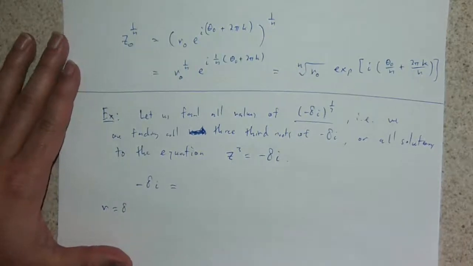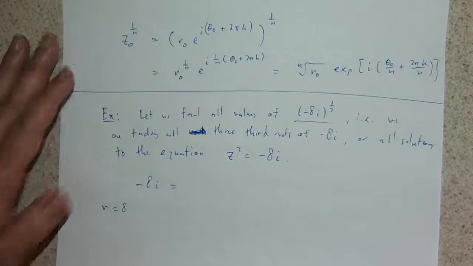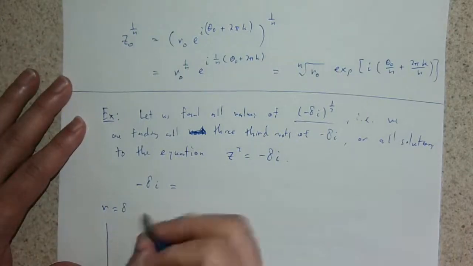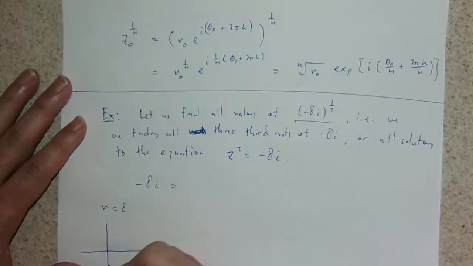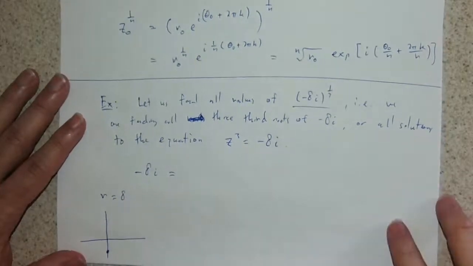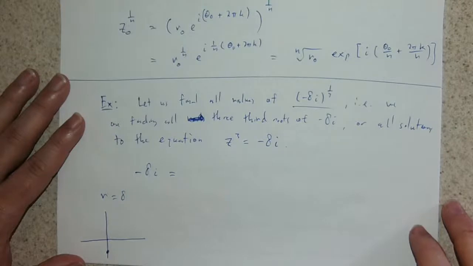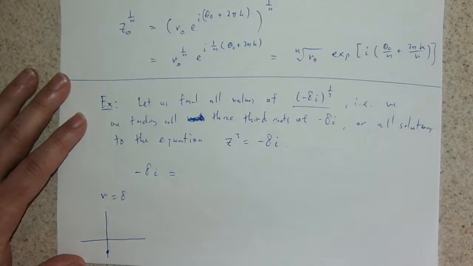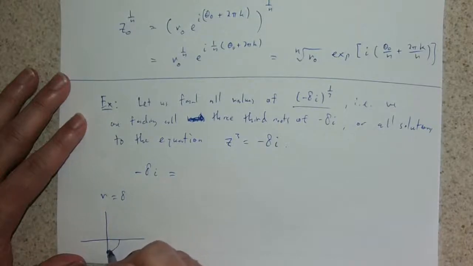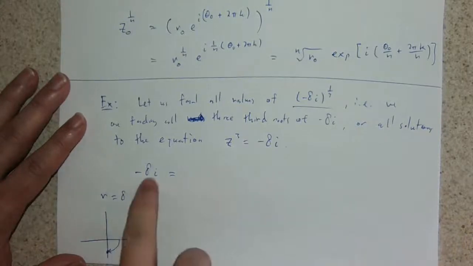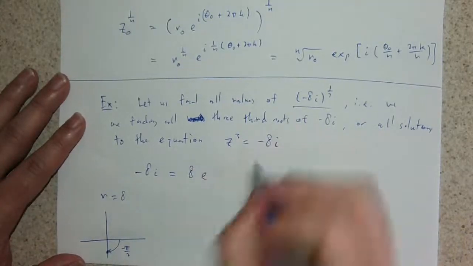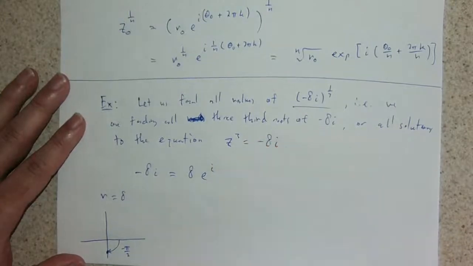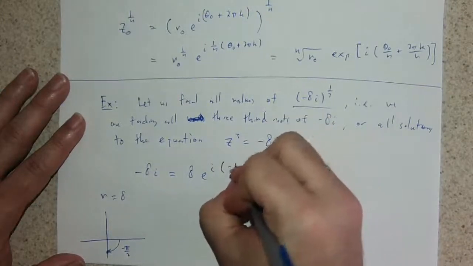Okay. And what is going to be theta? Well, let's think where minus 8i is located. Minus 8i is here, right? Minus 8i is on the negative y-axis. And so what is my principal argument here? I'm not going to go all the way around here. I'm going to go here. This is minus pi over 2. So that's my principal argument here. So rewriting this, this is 8 times e to the i times minus pi over 2.